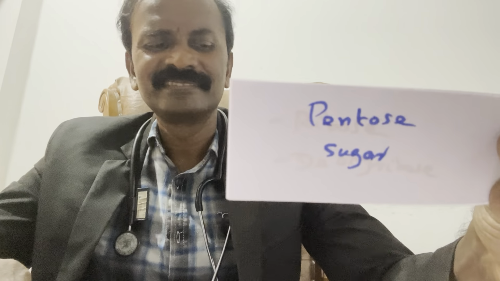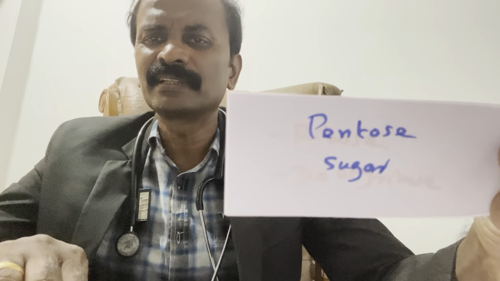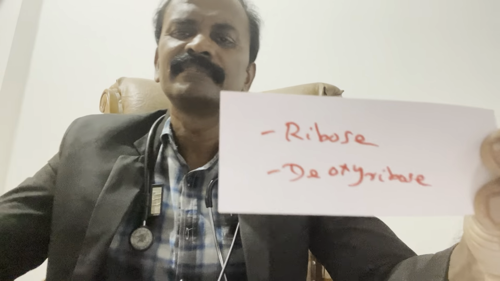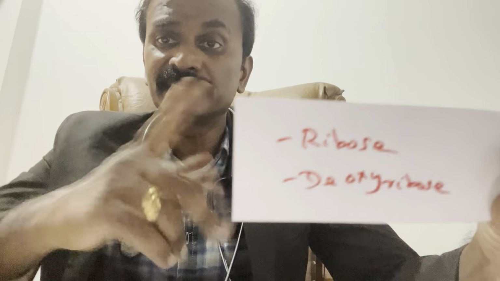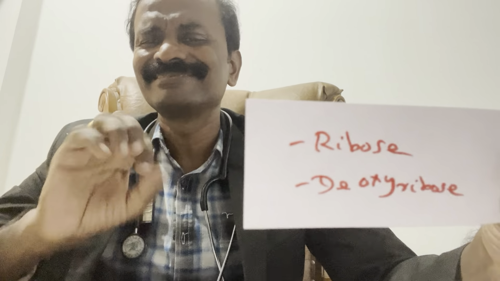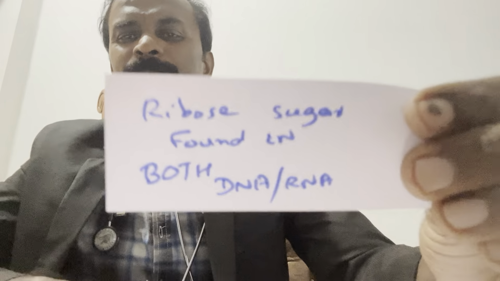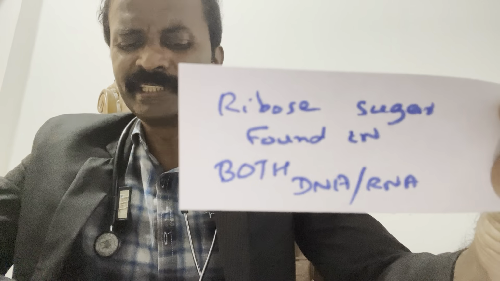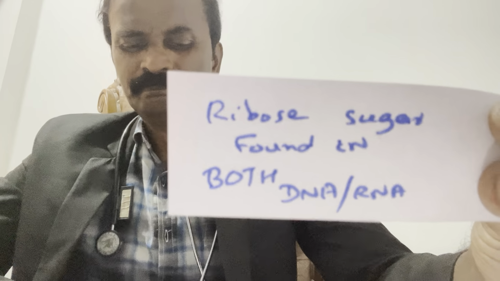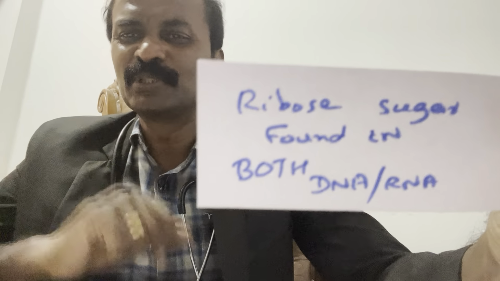Which of the following is the pentose sugar? 2 things we studied. Pentose sugar. Remember? Ribose and deoxyribose. In the exam we will think one is pentose and another is something else. Both ribose and deoxyribose are pentose sugars. But this is a tricky MCQ point.